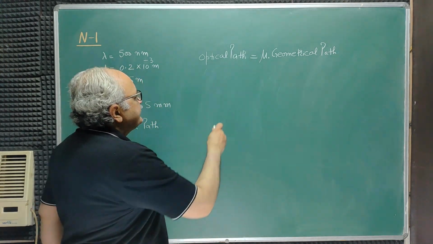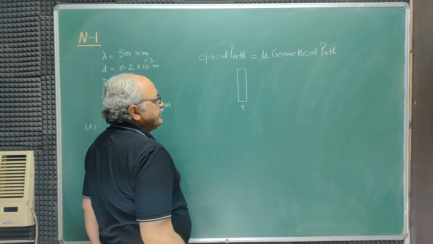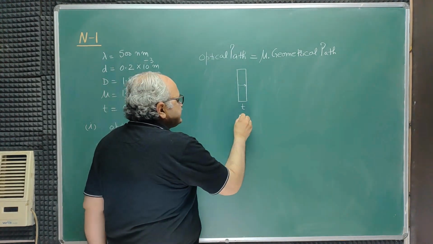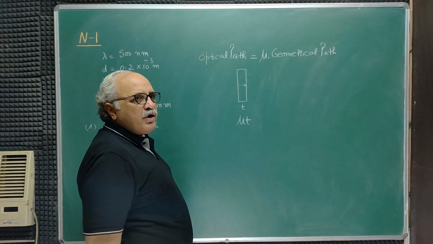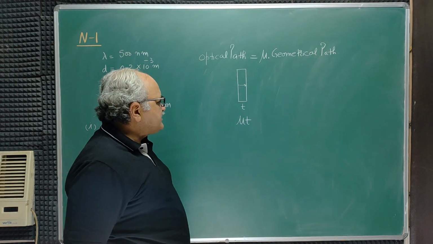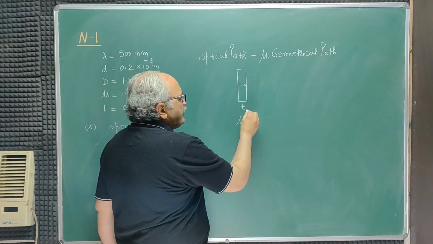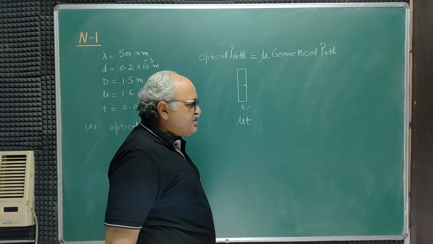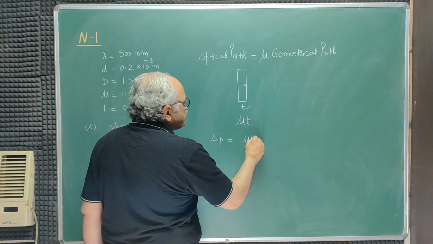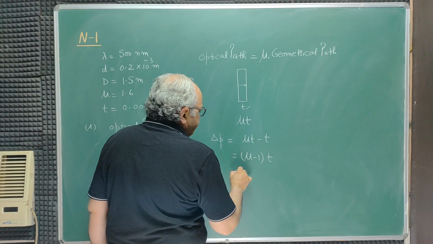When you insert a transparent sheet of thickness t, it makes the light travel an optical path of refractive index times its thickness, whereas initially the light was traveling only the geometrical path t. So the path difference introduced in this case is mu t minus t, or you can say is equal to (mu minus 1) t.